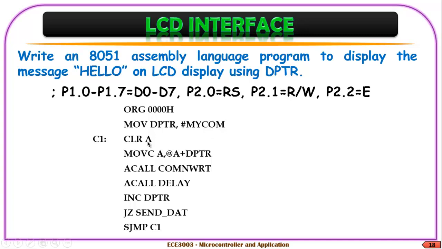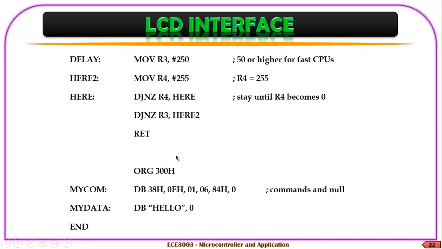Previously, the accumulator might have had some other value. To ensure that it is clean, we perform the clear operation on the accumulator, CLR A. Next is MOVC A, @A+DPTR. Whenever you are using a DPTR, we use this code memory access, MOVC. What we are doing is: the value of A is 0, so 0 plus DPTR. DPTR is nothing but the position of my command label, which is 300. So 300 plus 0 again results in 300. @300 means: what is the value present at the 300 memory location? You bring that to the accumulator. So simply, the first value 38 has now been brought to the accumulator.